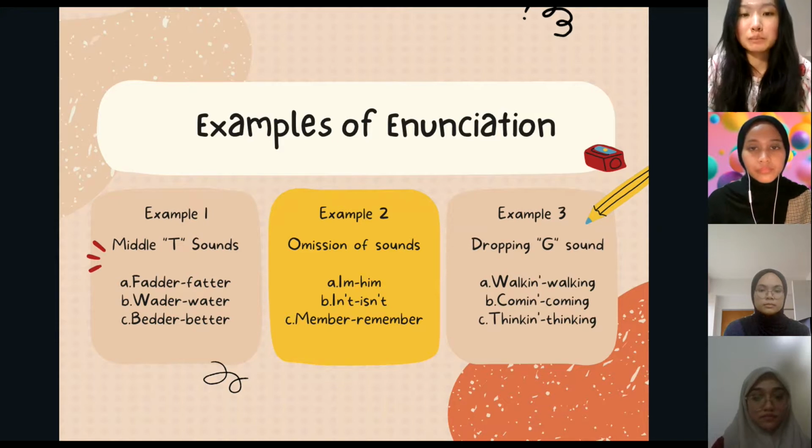And the next one is 'member and remember. Some people say I remember that, but they say I 'member that. So they omit re. And the next example is the dropping G sound. Like some people say walkin' instead of walking, and the same goes for comin' and thinkin'. So next slide, please.